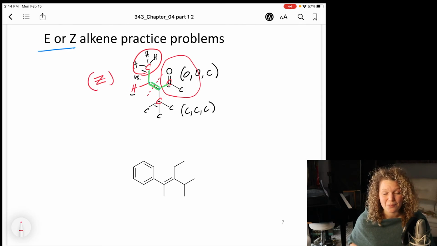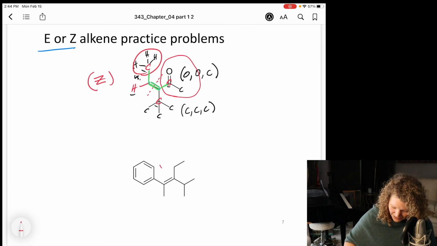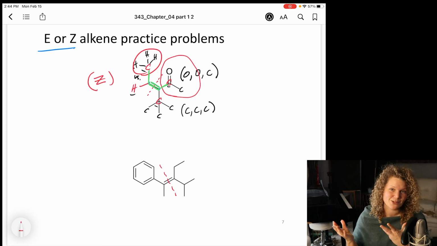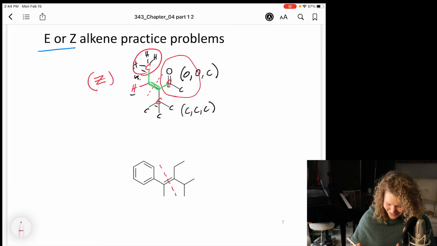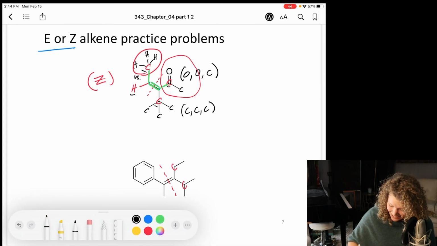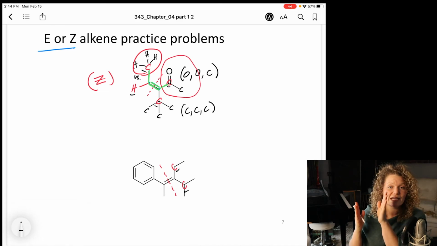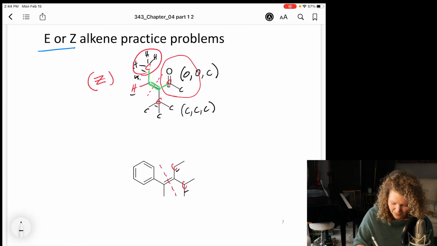Let's do the example on the bottom here. I'm going to draw my dotted line through the alkene. Let's look at the right side. This alkene has a carbon and a carbon. Right now they are tied. They are tied right now. That means we need to look at what else is bound to those pink carbons.